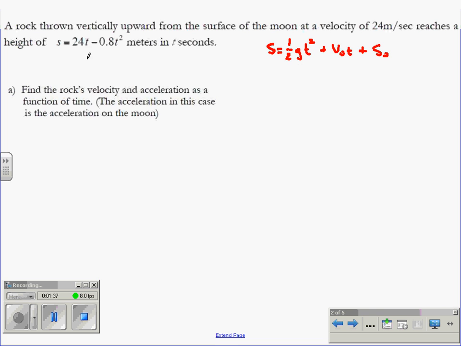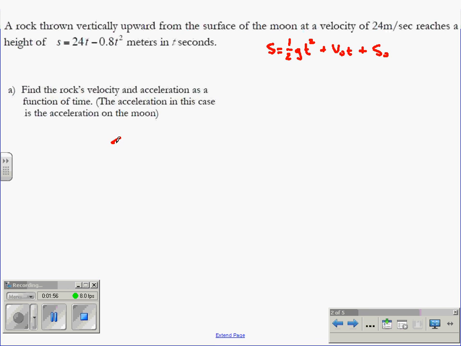In this formula, 24 is the initial velocity, so it would go in this spot. The 0.8 is half of gravity, and this is on the moon, in meters per second squared. So slightly different than what we've been doing in class, but it's the same general idea. Find the rock's velocity and acceleration as a function of time.